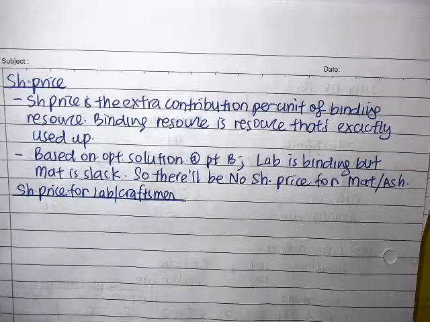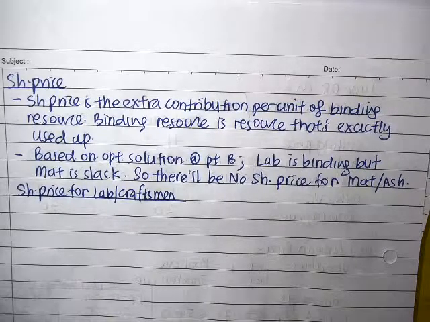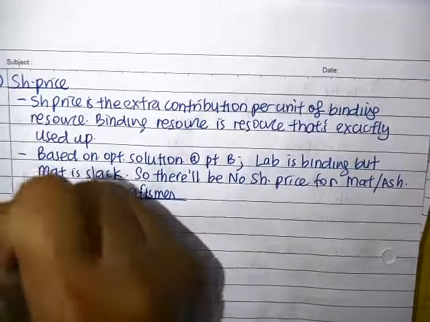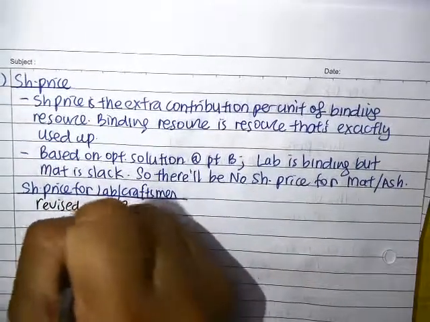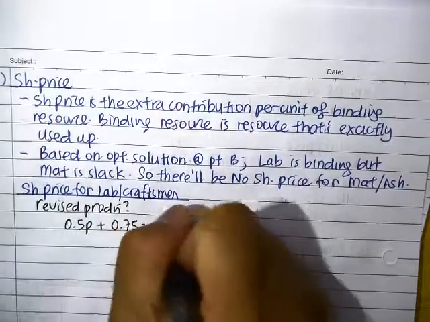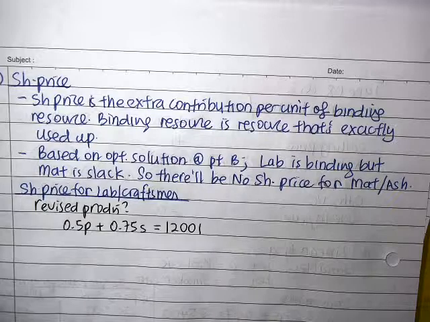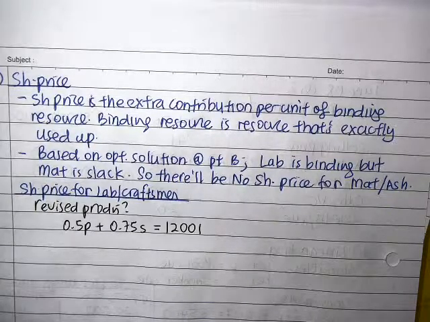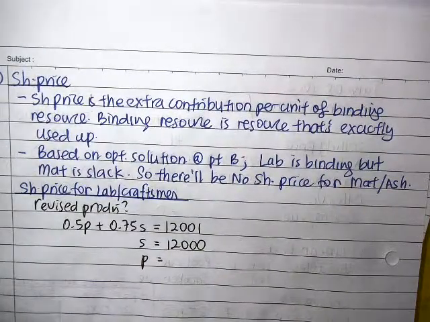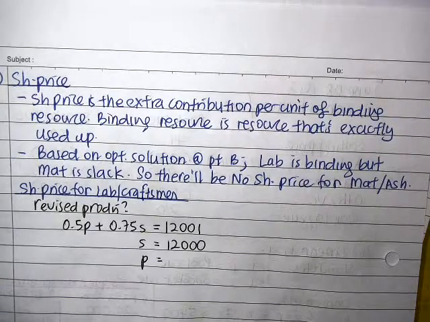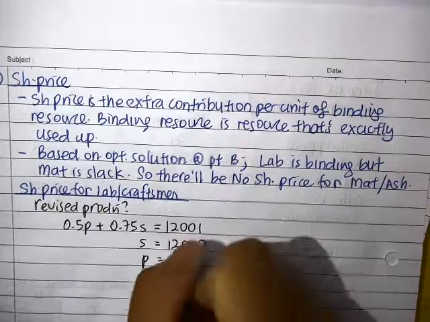The step is you increase your quantity of craftsmen by 1 and see how many extra units you're going to make. Okay, so my revised production: 0.5P plus 0.75S equals 12,001. Increase it by 1. Now the other one you can't change. There's the demand that S equals 12,000. So what is P then? This is a reverse figure, right? So 12,001 minus 0.75 times 12,000, divided by 0.5, is 6,002.